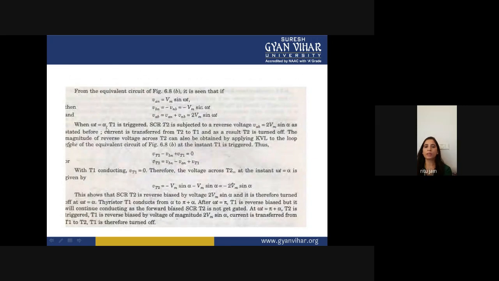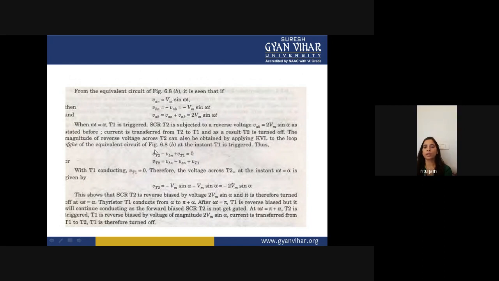So when omega t is equal to alpha, T1 is triggered and SCR T2 is subjected to a reverse voltage VAB, which is equal to 2 Vm sine alpha, as stated before. So current is transferred from T2 to T1, and as a result T2 is turned off. The magnitude of reverse voltage across T2 can also be obtained by applying KVL to the loop in the equivalent circuit at the instant T1 is triggered. I have already explained.